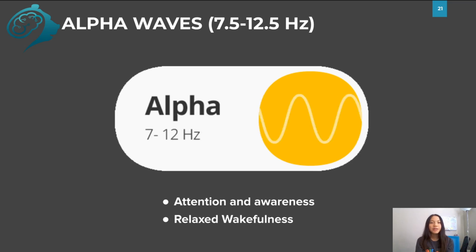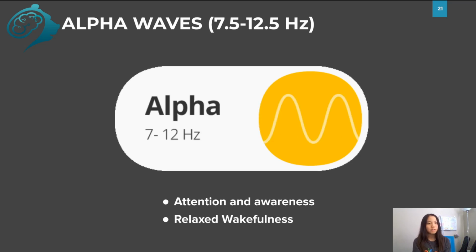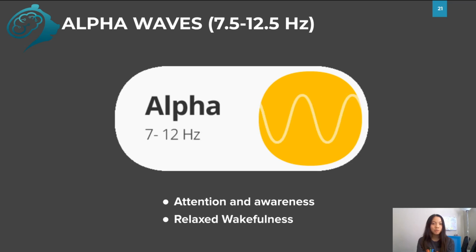And alpha waves, which are around 7.5 to 12.5 hertz, are commonly associated with cognitive functions such as attention and awareness. Alpha waves are also linked with learning processes and are the most common frequency analyzed in mood or meditation apps because alpha waves take you into a state of relaxed wakefulness. Therefore, alpha waves are often used in biofeedback training to track relaxation.